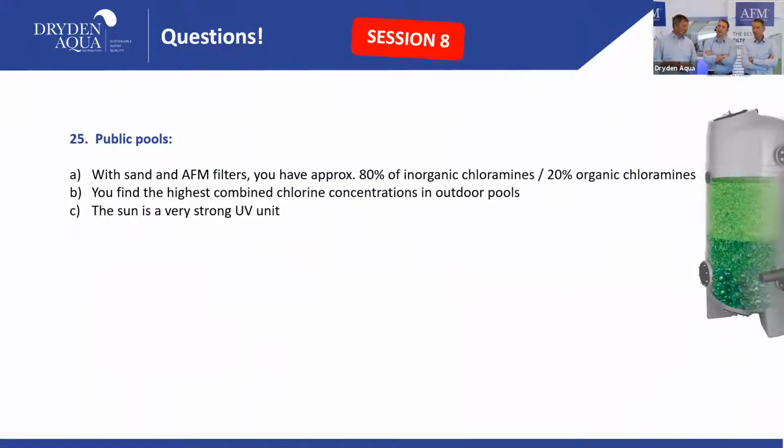Session 8, public pools. That was also a very good one, in the top 3 of our sessions. So, public pools: with a sand and an AFM filter, you have approximately 80% inorganic and 20% organic chloramines. This we discussed. B, you find the highest combined chlorine concentrations in outdoor pools. Or C, the sun is a very strong UV unit.